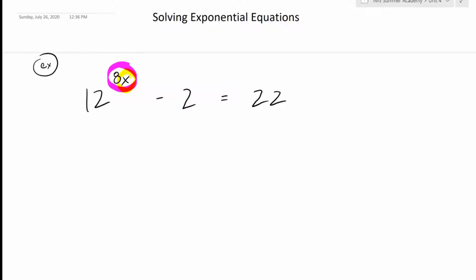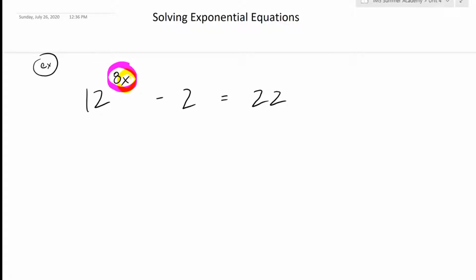So for example, 12 to the power of 8x, notice that 8x is elevated, it's smaller, minus 2 equals 22. Before we get too far into it, I need to solve for x. The problem is that the whole 8x is up here as an exponent. There needs to be a way I can bring that down, because as it's locked up there right now, I can't really solve for it.